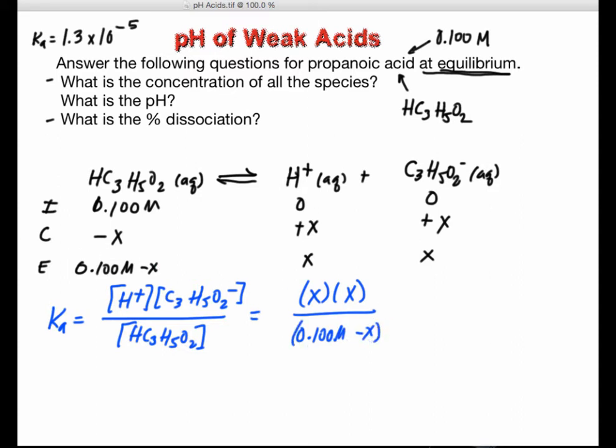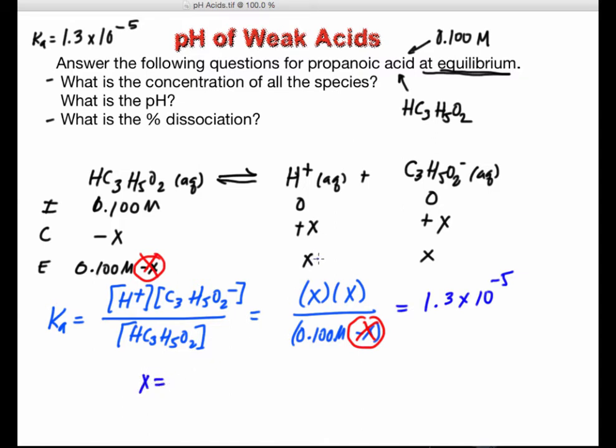Now keep in mind that when we're doing this, we are going to drop this portion out. This drops out because our Ka is so small, the reaction doesn't shift very far to the right, so this change compared to 0.1 is very small and can pretty much be ignored for most of the problem. So I'm going to set this equal to 1.3 times 10 to the minus 5th, and now it's just a matter of solving for x, and I think you guys can do that at this point.